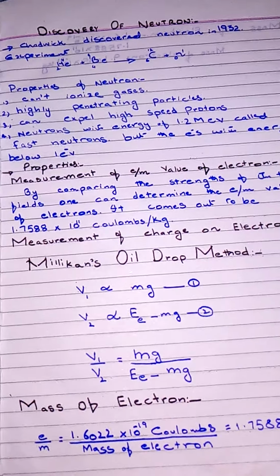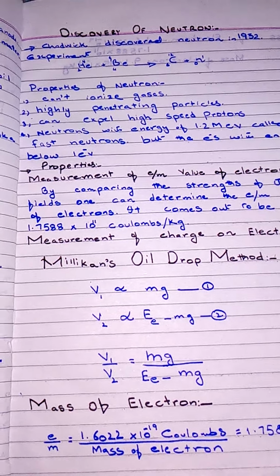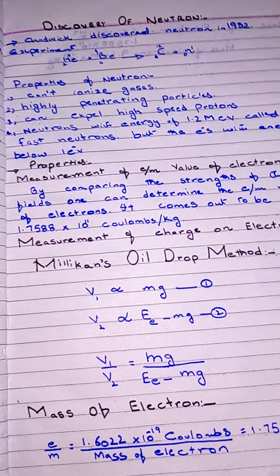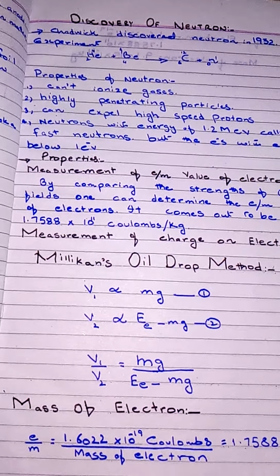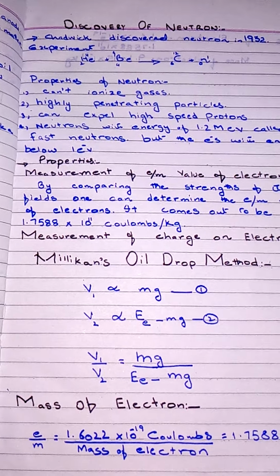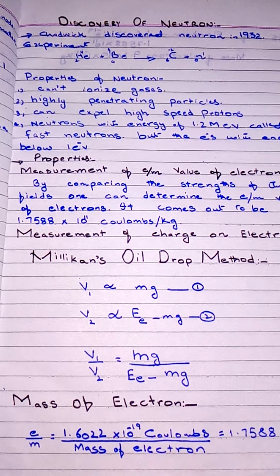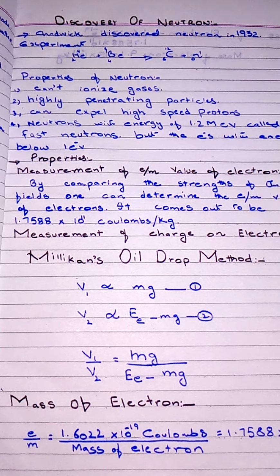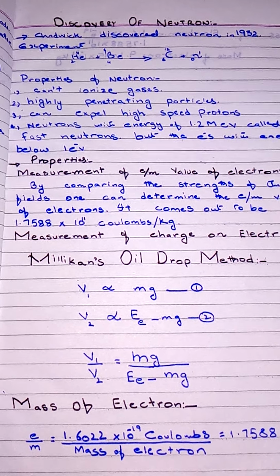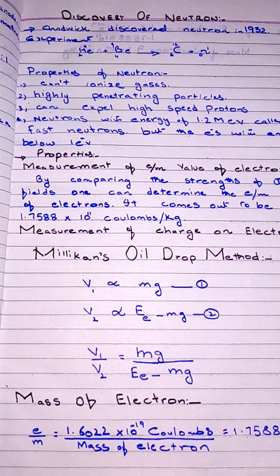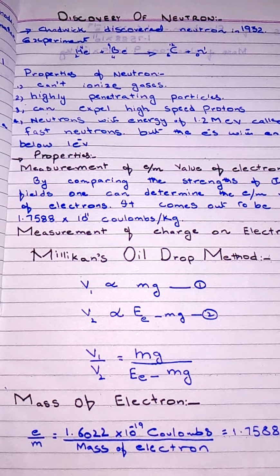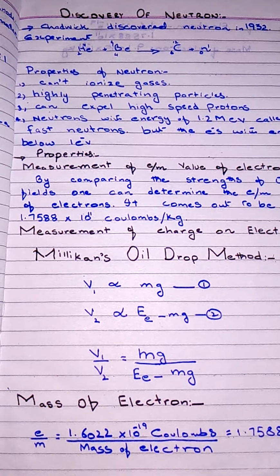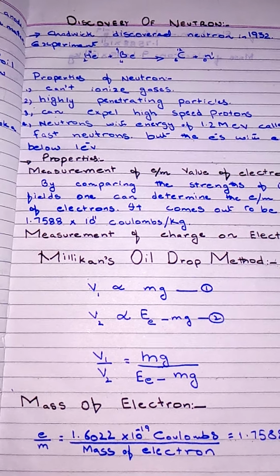Now we will move towards the next topic, discovery of neutron. In 1920, Rutherford predicted the presence of a neutral particle, the neutron, in the nucleus of an atom. It is because the atomic mass of an atom could not be explained on the basis of protons and electrons only. Therefore, scientists thought that there must be another particle, which must be neutral, and which is present in the nucleus of an atom.